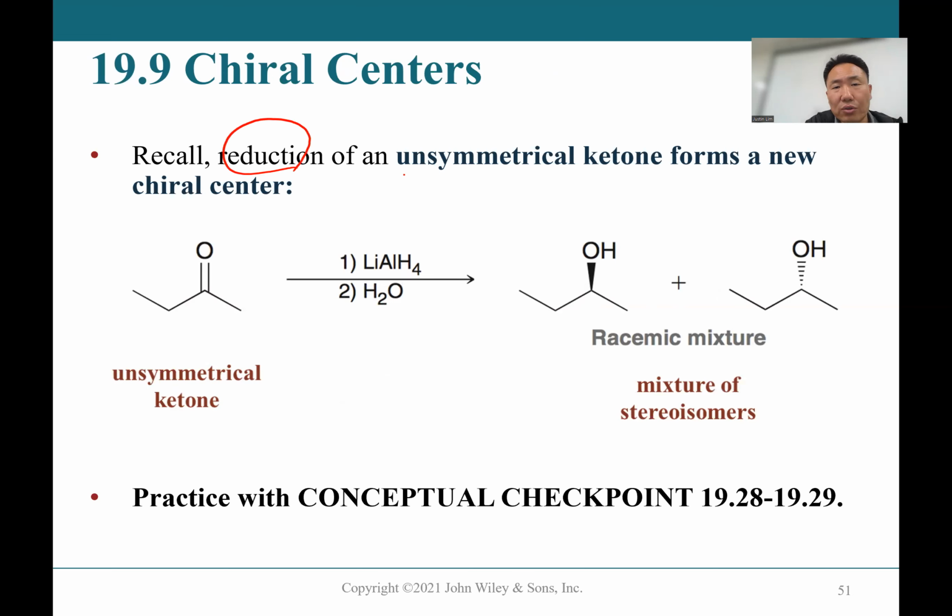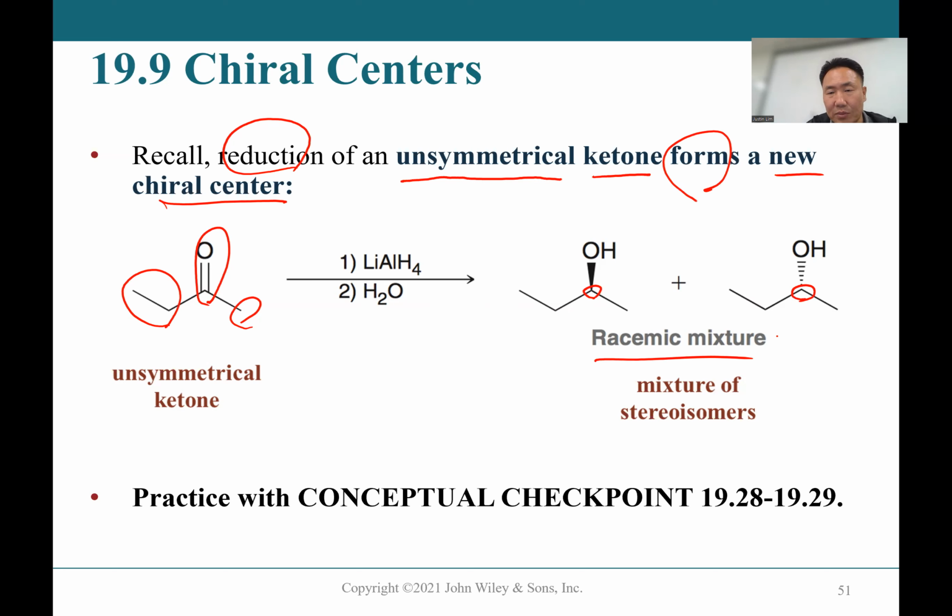The reduction of an unsymmetrical ketone forms a new chiral center. You can see the chiral center. You can get a racemic mixture.